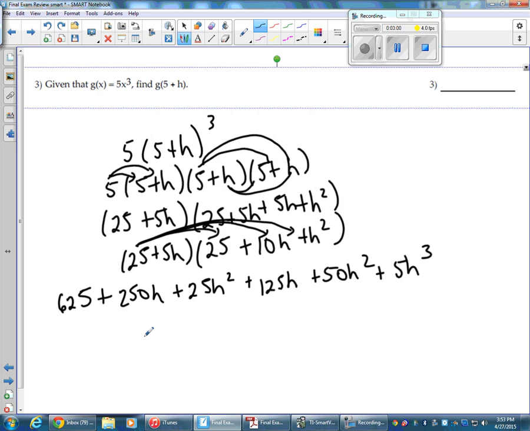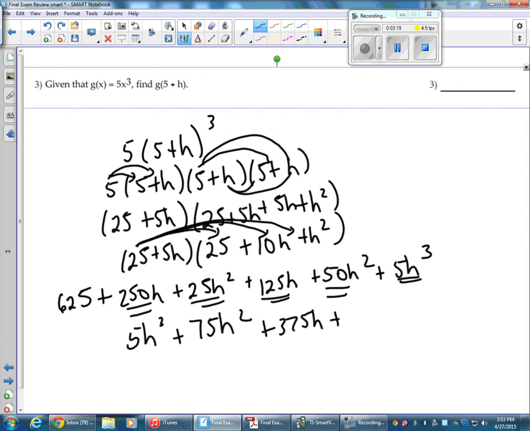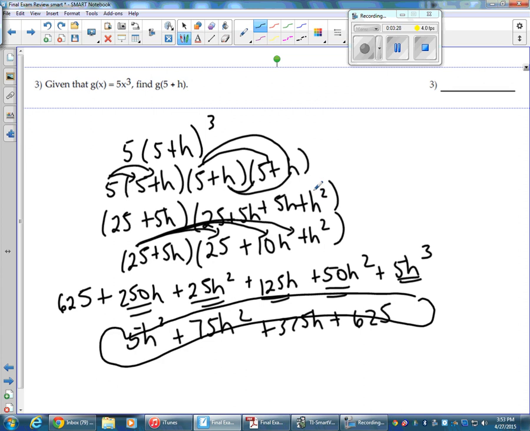So to simplify my answer, I'm going to write it in descending powers of the variable. 5h cubed is first. And then I've got a 50h squared and a 25h squared, so that'd be plus 75h squared. And then I've got a 250h and a 125h, that'd be plus 375h. And then finally my constant term, which is plus 625. Whoa. 5h cubed plus 75h squared plus 375h plus 625. And there you go. You can read it a little better before I circled it.